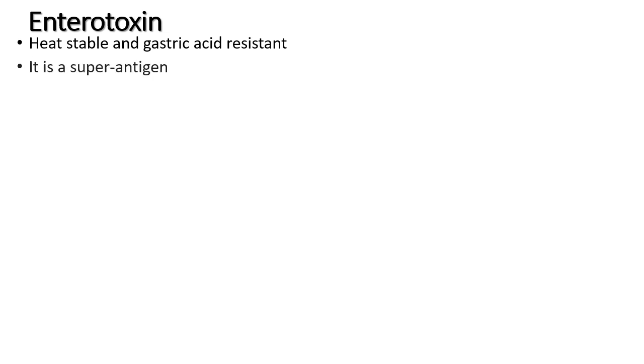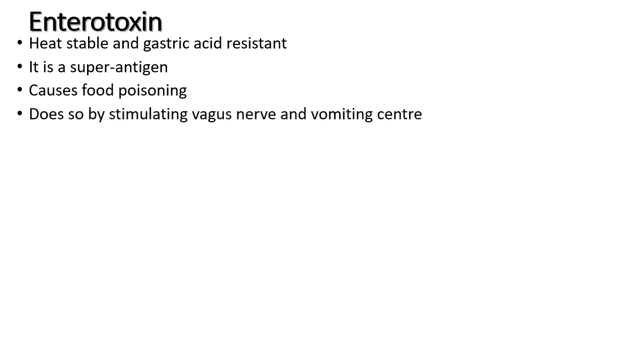Now let's talk of another toxin known as enterotoxin. Entero meaning it's something to do with the GIT. So this guy is a heat stable and gastric acid resistant toxin. It is a super antigen, of which we'll talk later about the mechanism of action of super antigens. Then it causes food poisoning because it deals with the GIT. How does it do so? It stimulates the vagus nerve and the vomiting center. Okay, and in addition it also stimulates intestinal peristalsis because it increases motility.